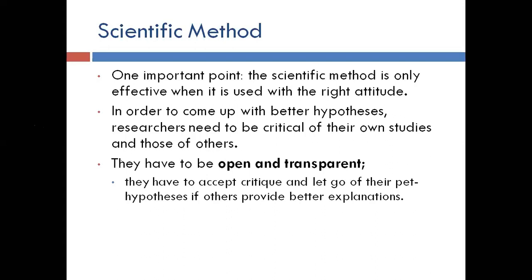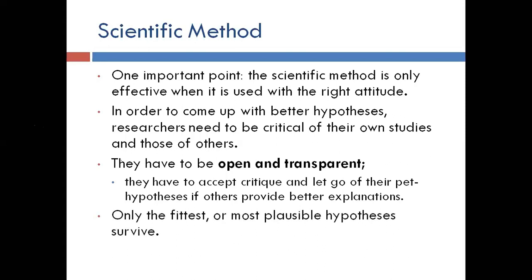That's the hardest thing that social scientists suffer from. Whatever they say, they think that's the final thing. That's the final observation, that's the final conclusion. They are not open and transparent. They can't accept critique in many cases, and they are very fond of their pet hypothesis until the end of their life. Only then do the fittest and most plausible hypotheses survive.